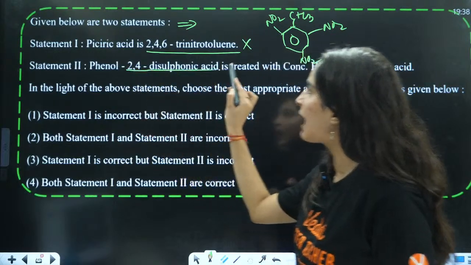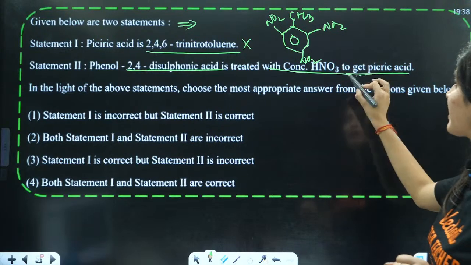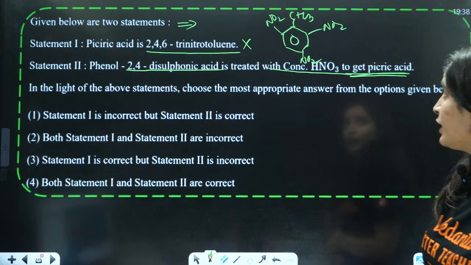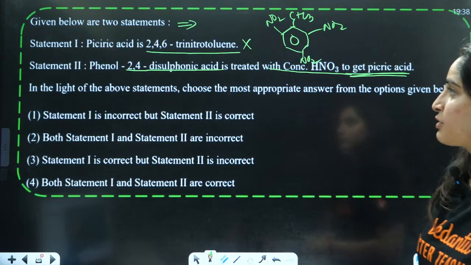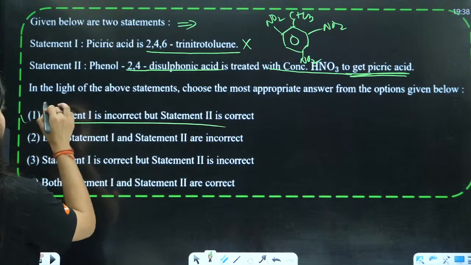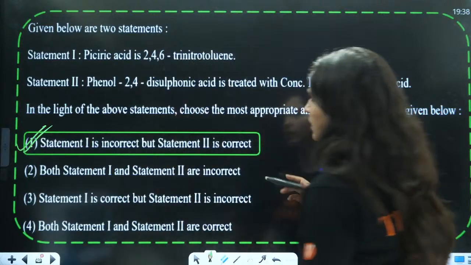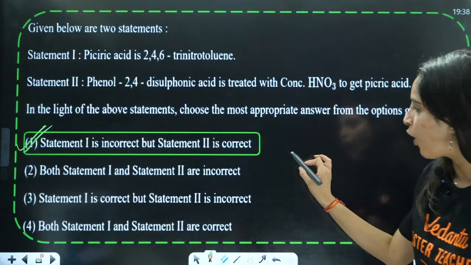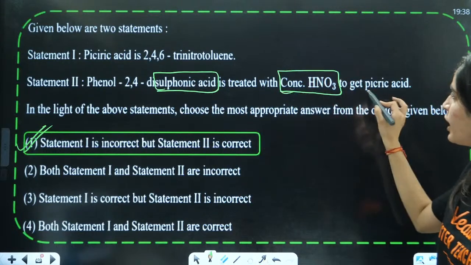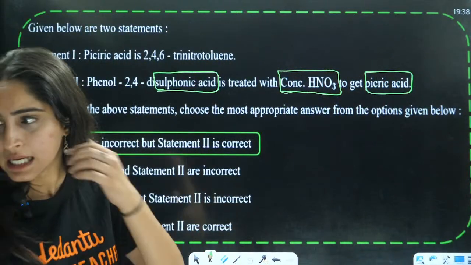Phenol 2,4-disulfonic acid is treated with concentrated HNO3 to get picric acid. Yes, this statement is true. So the first is incorrect, but the second is correct. So answer A is the correct answer, because we have seen this statement in the starting also. We have seen this reaction, that if you have sulfonic acid, on treating it with concentrated HNO3, you can have the placement of NO2 group at the ortho and para positions.